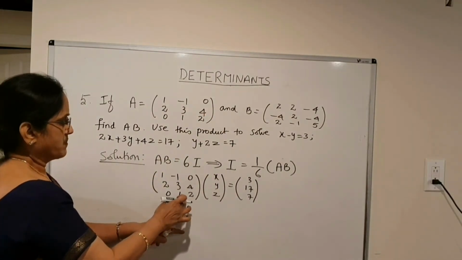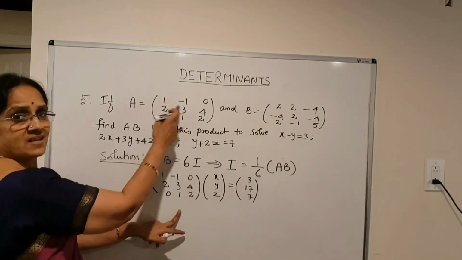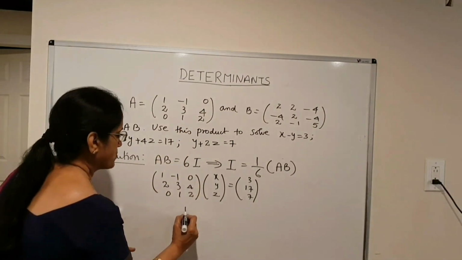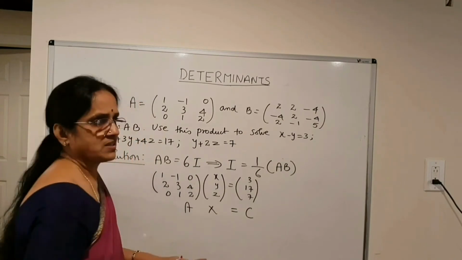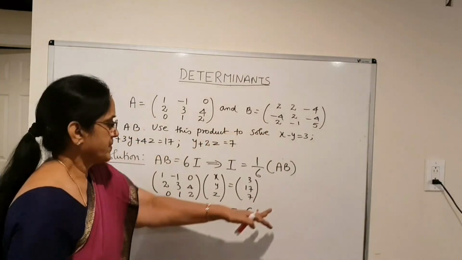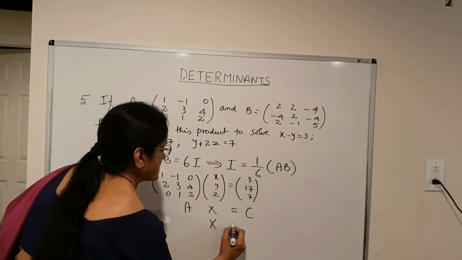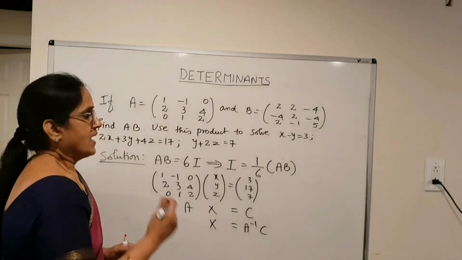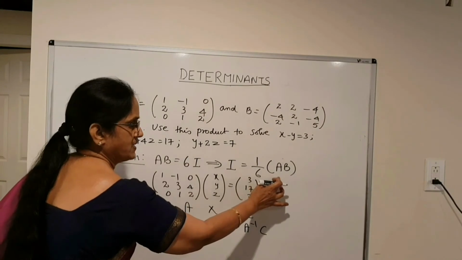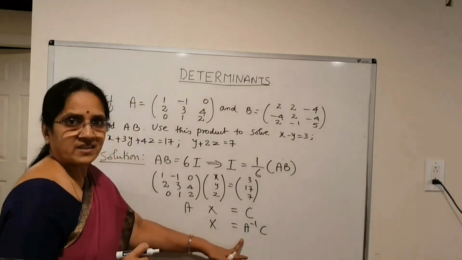This matrix, what I am getting is nothing but the matrix A. So, this is going to be AX equal to, let me take some C, because already B matrix is there. This gives me X is equal to A inverse into C. Now, I need to decide from here what is going to be A inverse.